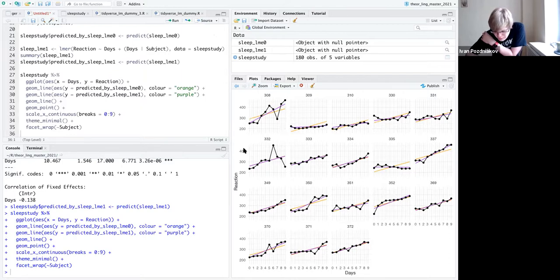And these purple lines, in contrast to the orange lines. So the orange lines just differ in their intercepts, but the slope is the same everywhere. For purple lines, both slope and intercept are different for every subject. And it seems reasonable, right? It seems very reasonable that different people have different reaction times in general. But it's also reasonable that this worsening of reaction time during the experiment is different for different persons.